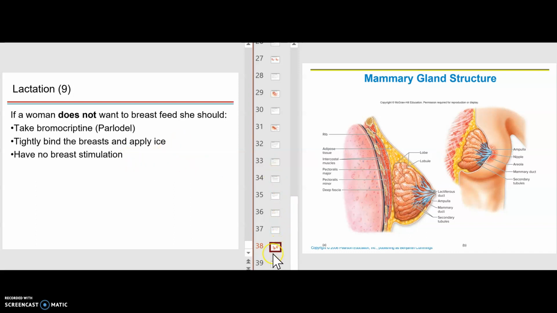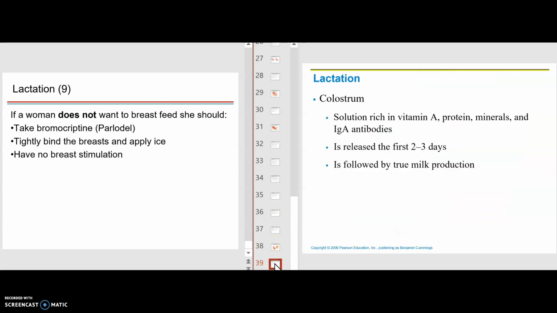So this gives an idea. Colostrum, rich in vitamin A, protein, minerals, IgA, is released the first 2 to 3 days. That's that first milk. It is followed by true milk production. So that first milk that's produced in the female after you drop that estrogen and progesterone level, that's awesome.